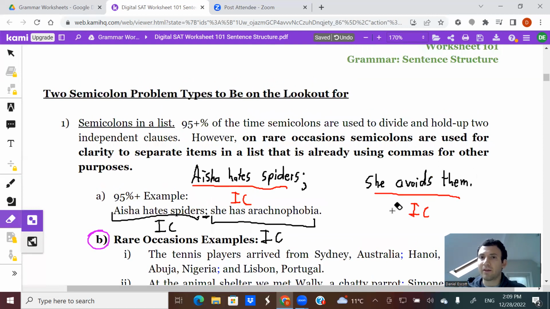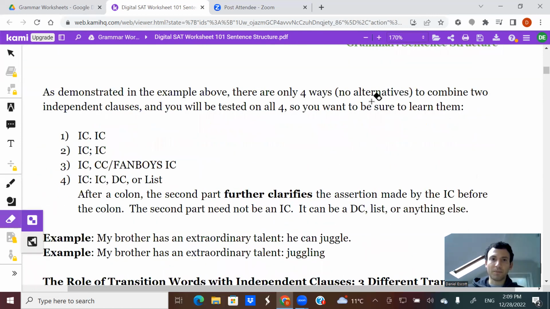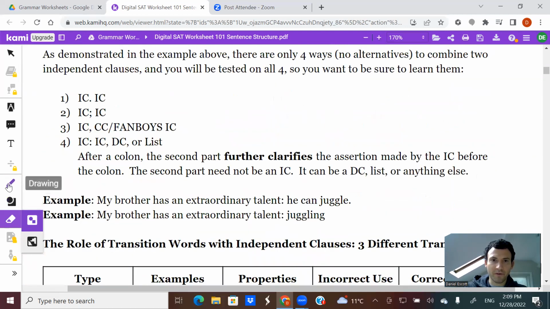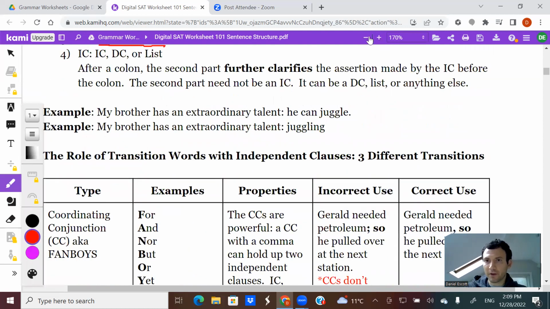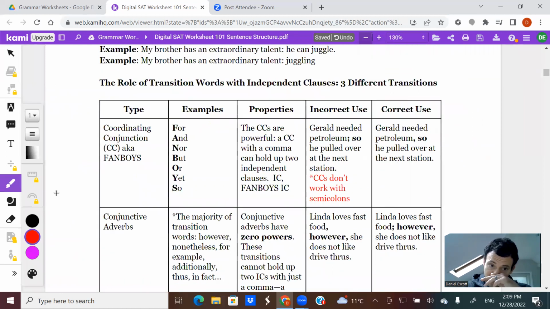Now let's look at the different types of transition words or connecting words. Specifically, we're going to look at your coordinating conjunctions or your fanboys, okay? Because those words are special. So there are 3 different types of transition words. So again, let's say we have a comma splice. I'm just going to use a little bit of whiteout here.